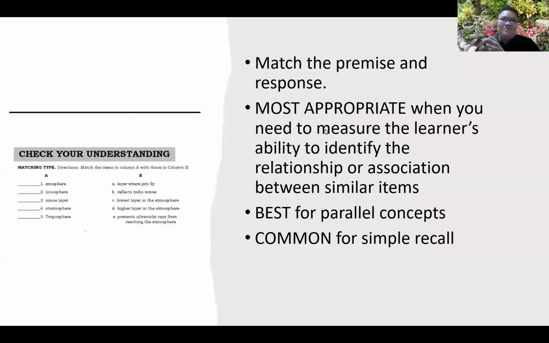Right? Oftentimes when we see matching type questions, it would say match column A with column B. So your column A would be the premise, and the responses are in column B. Now, matching type is appropriate when we need to measure the learner's ability to identify the relationship or association between similar items. It is best for parallel concepts, and it is also commonly used for simple recall.